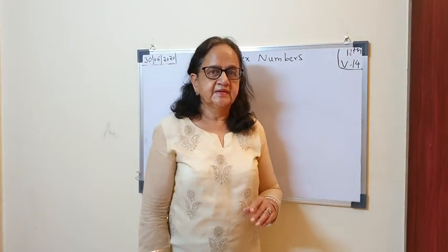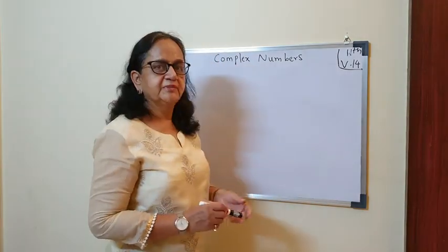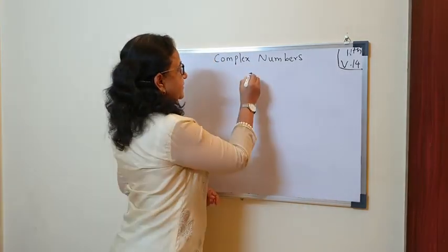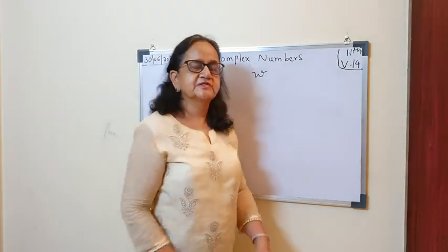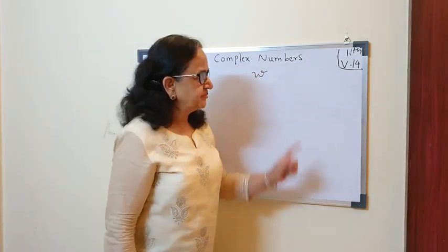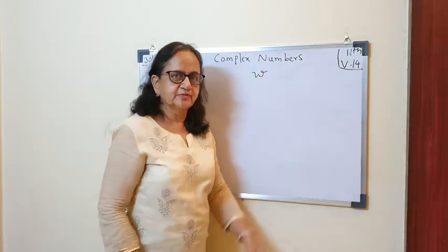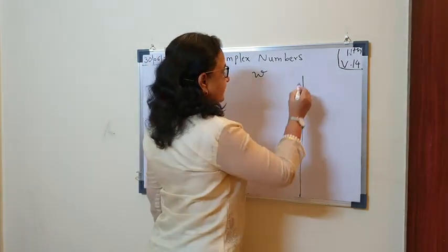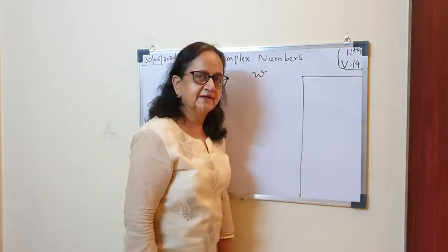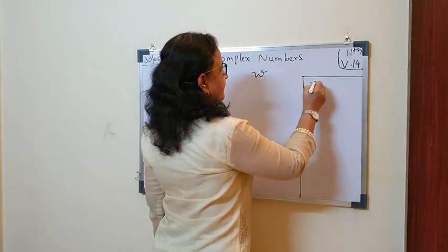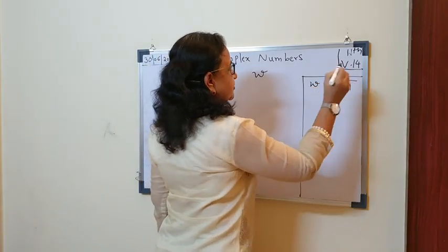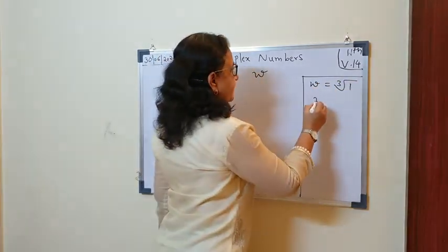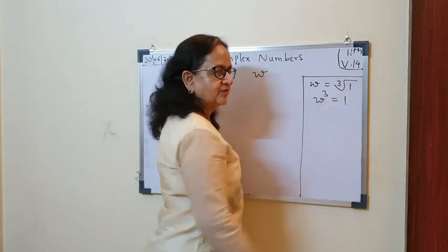Hello everyone. In the earlier video, we were doing problems about omega, which is called the complex cube root of unity. Now before I go ahead and do a few more problems on that, let us recall what we know about omega. Omega is a cube root of unity, so it is the cube root of 1. Then omega cube has to be 1.